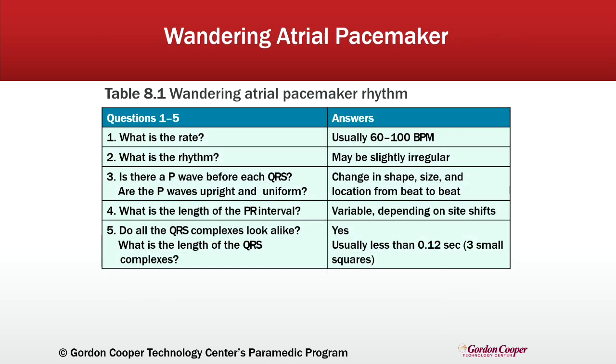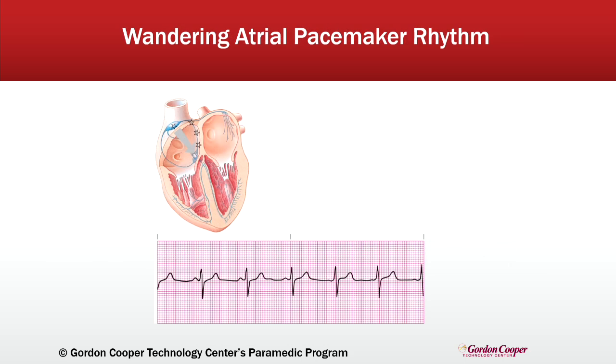So when we look at our table here, we see the rate still usually 60 to 100. Now, however, the rhythm can be slightly irregular, and the big thing we see when we look at the P wave is a change in size, shape, and location from beat to beat, and then there can be a variation within the PR interval as well. So when we look at this one, we see some different P wave shapes. You can see these are almost going back to that isoelectric line. However, they're still there, so we know that the pacemaker site is just shifting.